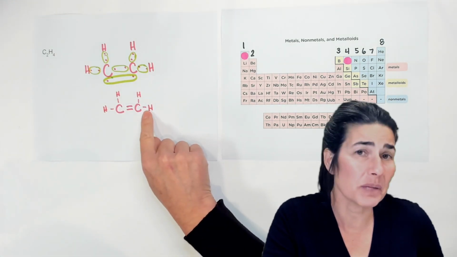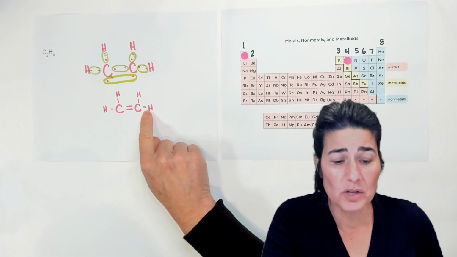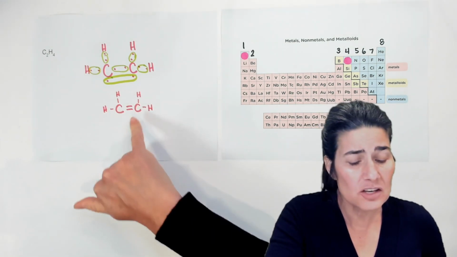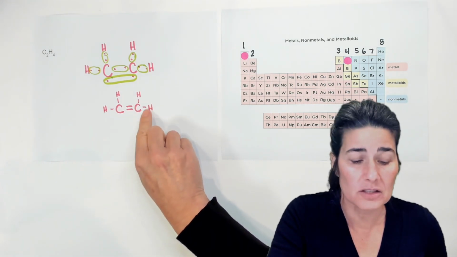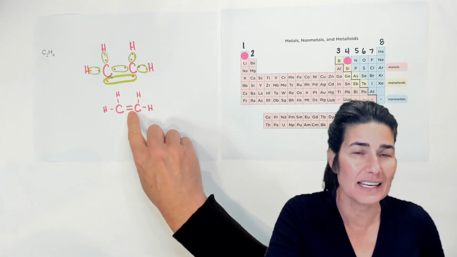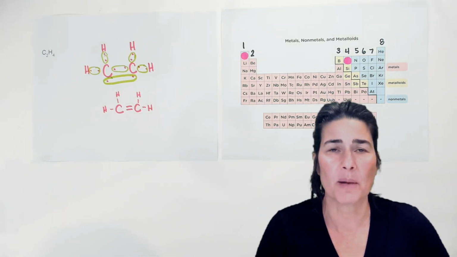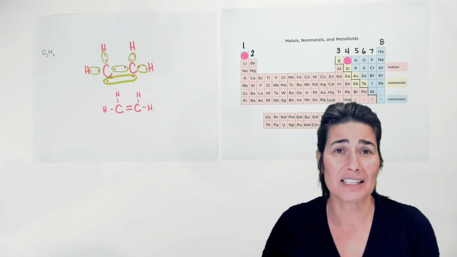Hydrogen has its complete shell just with 2 electrons, so 2 on every one of those hydrogens, 2 in a line. And each carbon should have 8 around it, 2, 4, 6, 8. And again, double bonds are stronger than single bonds, and they're shorter than single bonds.